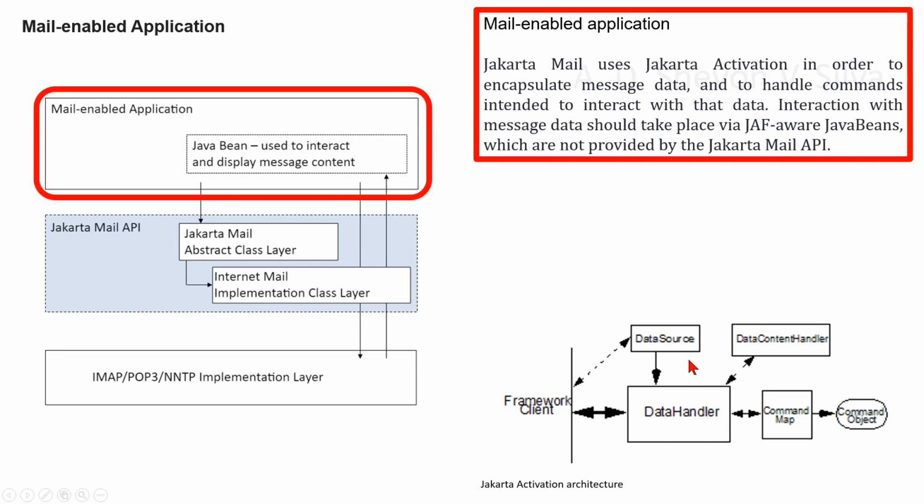Once the data source is set in the data handler, the client can determine the operations available on that data. Jakarta Activation includes two data source class implementations for convenience. File data source accesses data held in a file. URL data source accesses data held at a URL.